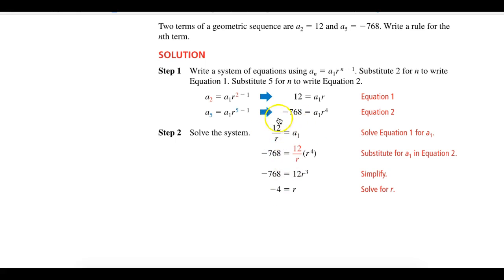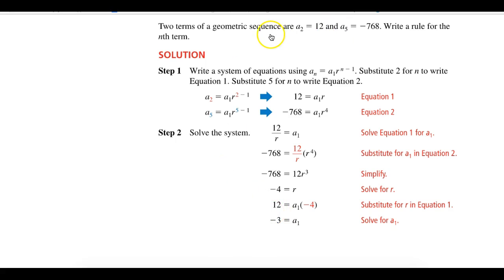Let's go back up here to get A1. We can go into this equation, plug in negative 4, and we get 12 equals A1 times negative 4, right from this equation here. We solve that, and we get A1 equals negative 3. Again, we just went back to one of our original equations up here, put negative 4 in for R, divided by negative 4, and got A1 equals negative 3. So now look, we have R, which is negative 4, and we have A1, which is negative 3. Let's write our equation.